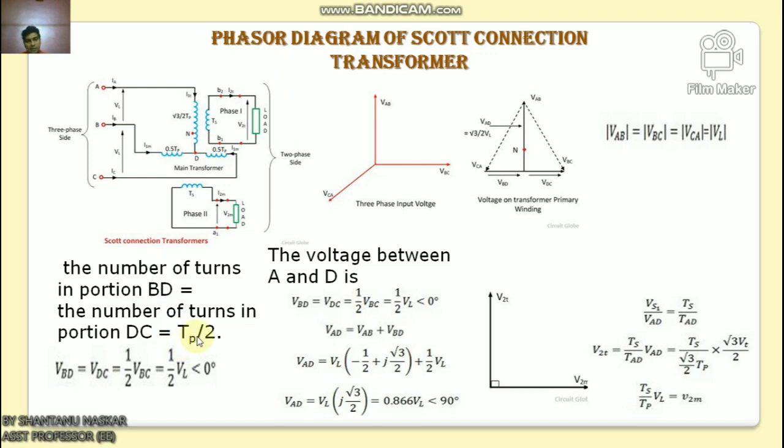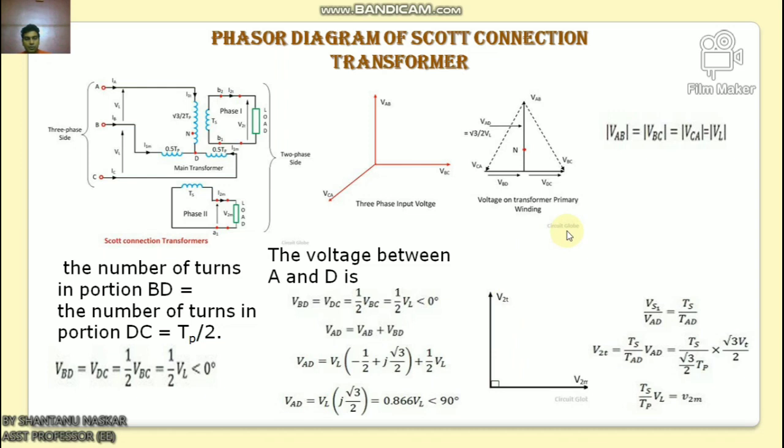The voltages VBD and VDC are equal, and they are in phase with VBC. Now we can write VBD equals VDC equals half VBC, which equals half VL at angle 0 degree. So the voltage VAD equals VAB plus VBD. From here we can write VAD equals VL within bracket minus half plus j root 3 by 2, plus half VL, and VAD we can also write as VL within bracket j root 3 by 2, equals 0.866 VL at angle 90 degrees.